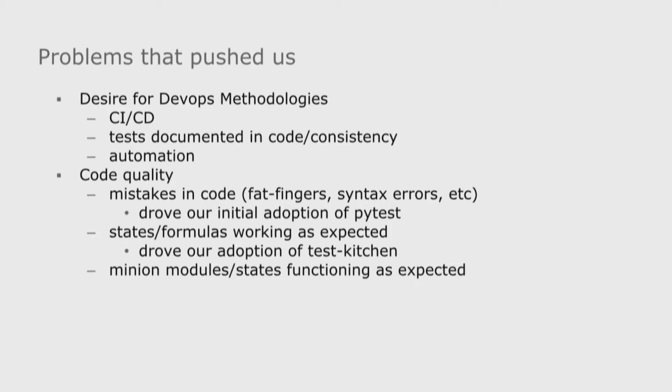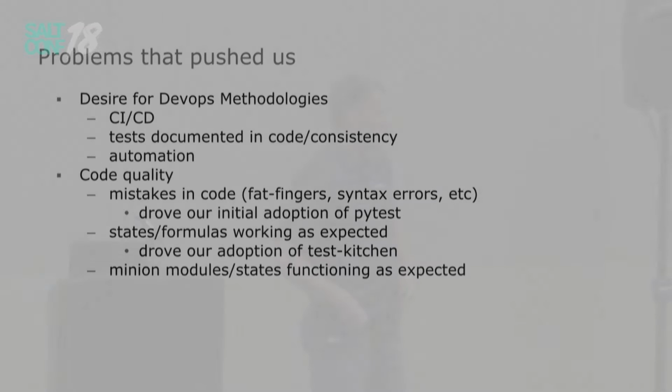So the problems that we ran into that got us down this path: we had a strong desire to implement DevOps methodologies that hopefully lots of you are looking to do too. We have a pipeline for our SALT code. We wanted our tests documented. We wanted to use as much automation as possible, those sorts of things. But really when it came down to it, it was just about code quality.